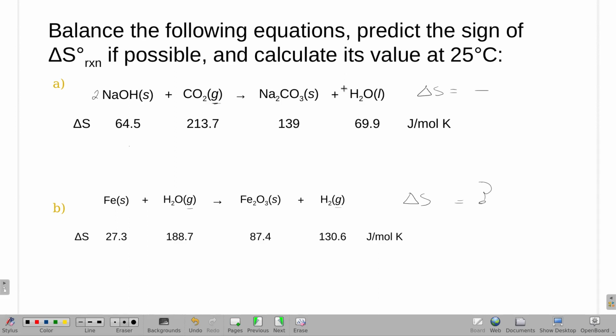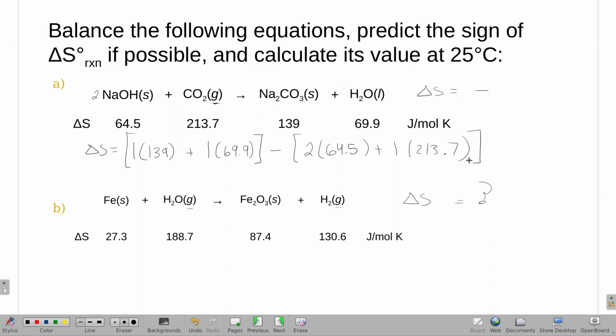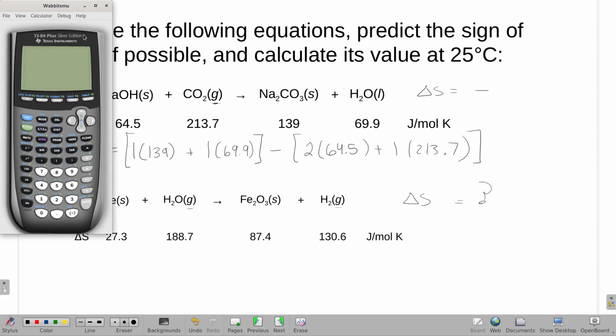Alright, so if I want to get the delta S for this particular reaction, I'm going to add up all the delta S's of our products. So I have 1 sodium carbonate and I have 1 water. That would be my only products. And I'm going to subtract the delta S's of my reactants. I have 2 sodium hydroxides and 1 CO2.